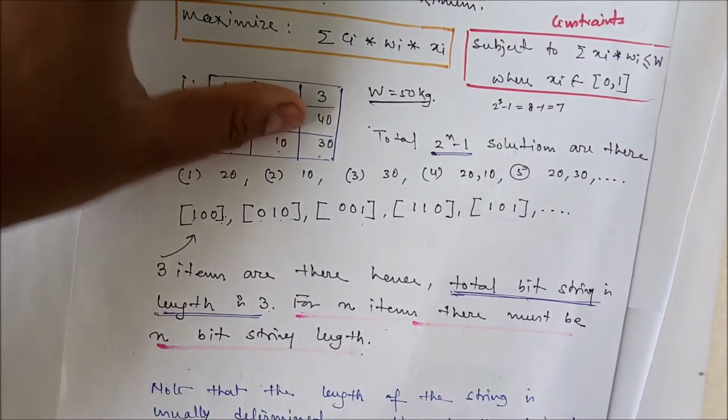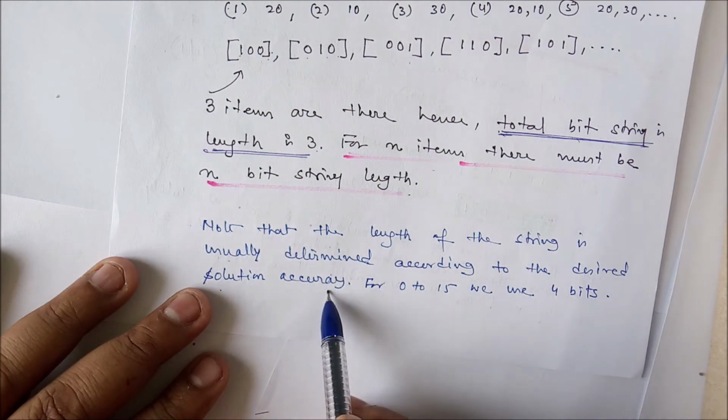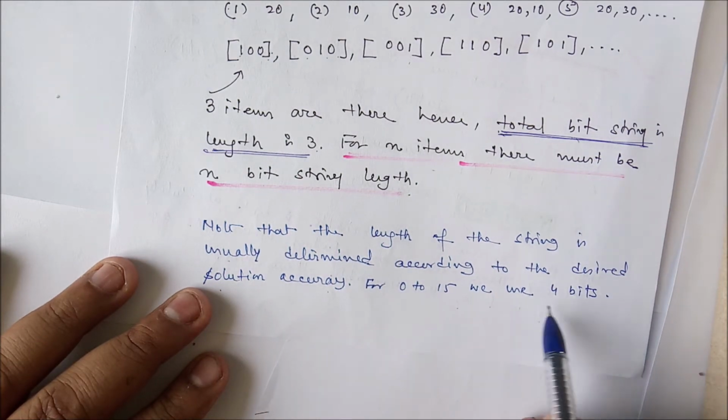Okay, so note that the length of the string is usually determined according to the desired solution's accuracy. For 0 to 15 we use 4 bits.